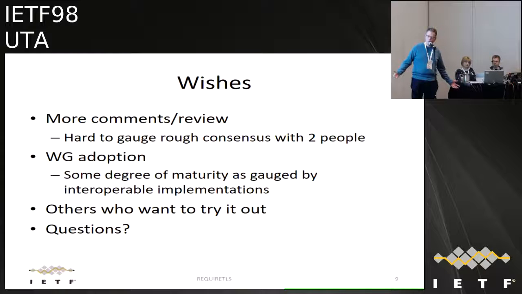And so what I'm wishing for from the working group is more review. We've had kind of very thin comments from a very few people, and I'd like to have enough that we could have something that we would call rough consensus. I would like to see this adopted by the working group. We've got interoperable implementation, so I think that represents a certain level of maturity of the specification. Actually, we often adopt things that we don't have implementations of yet. I'm looking for other people who'd like to try this out, using one of the implementations we've got, or create one. And I'm looking for questions. And so, Victor, I guess you're up.